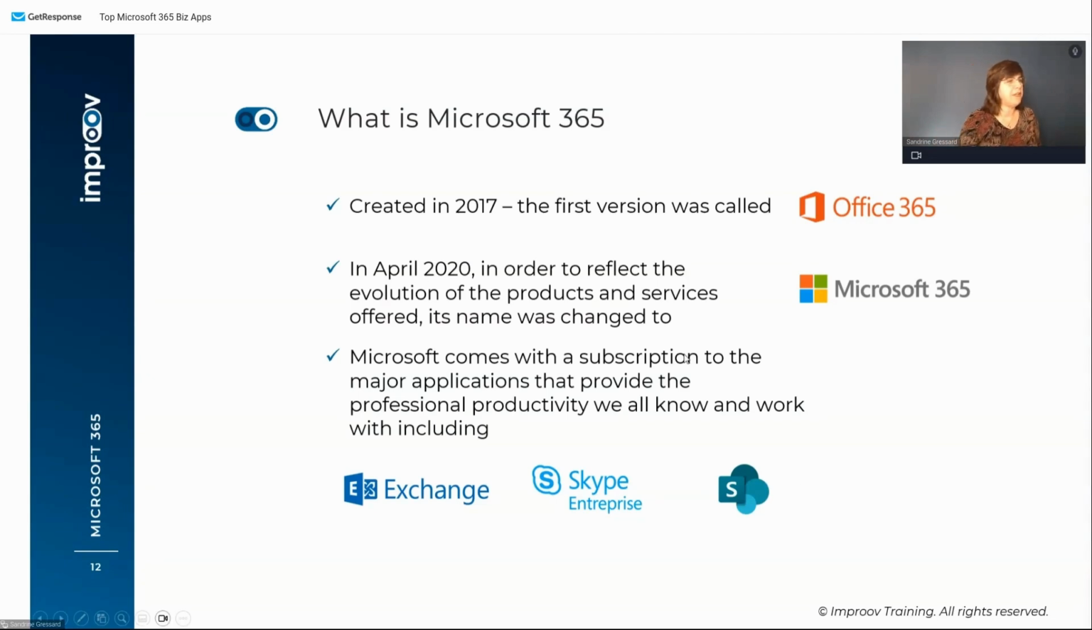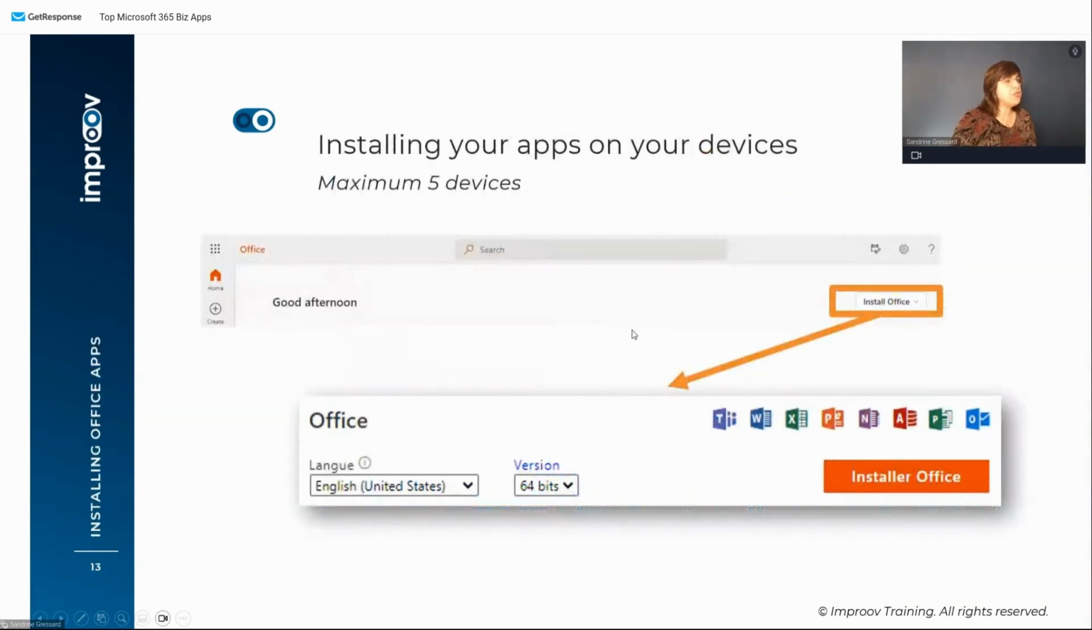So we'll come back to that in a minute. I'll show you that in visual format. So when you get Microsoft 365, you actually have the opportunity to install your Office applications, so all of these, locally onto your machine. You can install them onto 5 different devices.